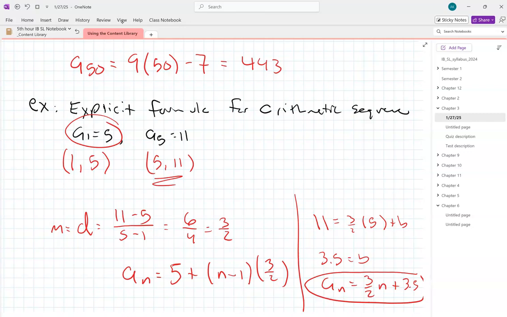Does that feel okay? It's just writing equations for lines. It's exactly the same thing as we just did in chapter 2. Just writing the equation for a line. It is super simple.